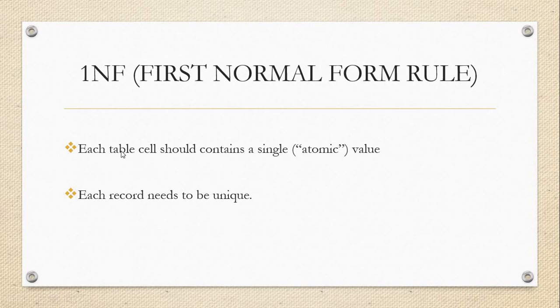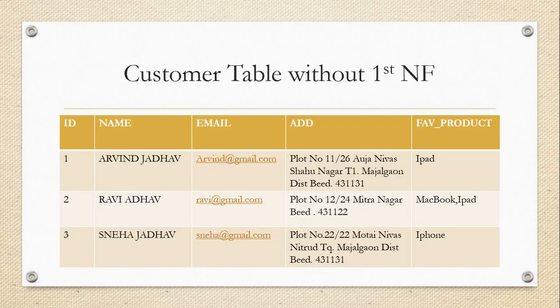So what does it mean? We need to use the first normal form rules. Each table cell should contain a single or atomic value. That means each record must be unique. Let's take one example.